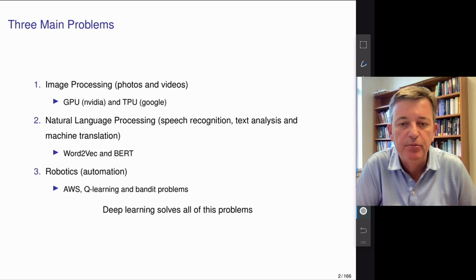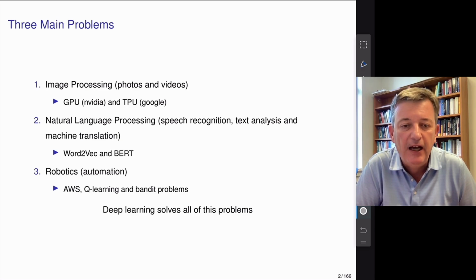One is natural language processing or speech recognition, or text analysis, or something called machine translation. There are a couple of algorithms I want you to learn. One is Google's word2vec: how do I take language and first of all convert it to a vector of numbers, because deep learning will be able to manipulate numbers for us. Another algorithm that Google uses for its search is called BERT. And then we'll also look at robotics or automation problems.